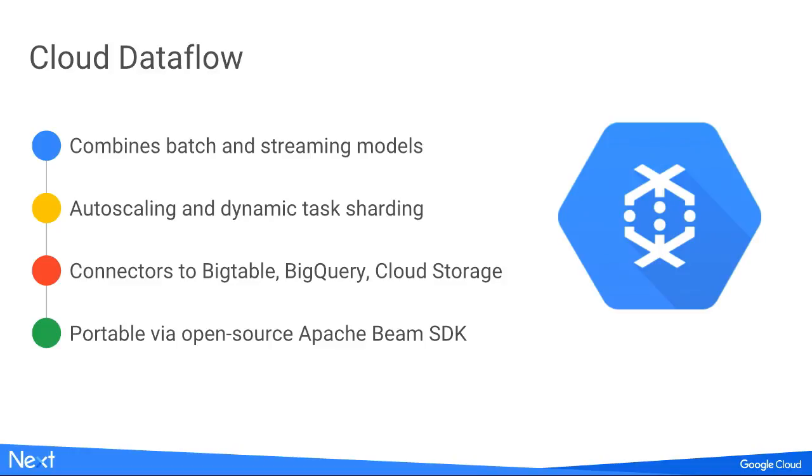Dataflow combines both batch and streaming modes, so you don't have to change your code from one to the other. You can write your code once, and you can run the same code in both batch and streaming modes. Dataflow provides auto-scaling and dynamic task sharding so that you're not affected by long stragglers doubling or tripling the total length of your job. As Dataflow notices that some of the workers are struggling to process the data, it will dynamically split those data and then auto-scale and provide more workers to handle those shards that are taking longer than others.